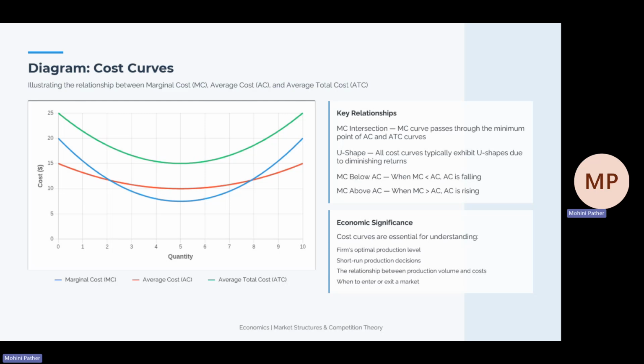How is this significant? We need to know what the optimal level of production is for every firm. We need to know the short run production decisions and what they were based on, and the relationship between production volumes and these costs. This also tells us when the ideal time is to enter or exit the market.